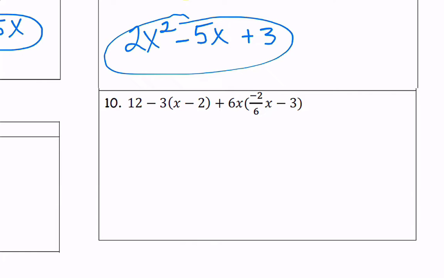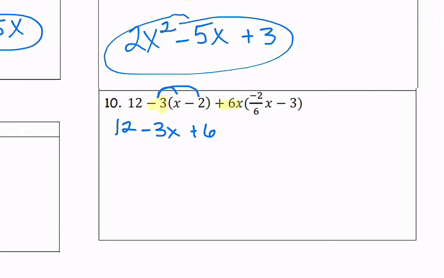Okay, I have 2 sets of parentheses, so I'm going to have to distribute twice. The first time I'm going to have to distribute this -3. The second time I would distribute this positive 6x. Okay, so this 12 is out front, so I don't want it to disappear, and I don't want to do it yet, so I'm just going to drop that 12. And now let's distribute that -3. -3 times x is a -3x. -3 times a -2 is a positive 6, because a negative times a negative is a positive.